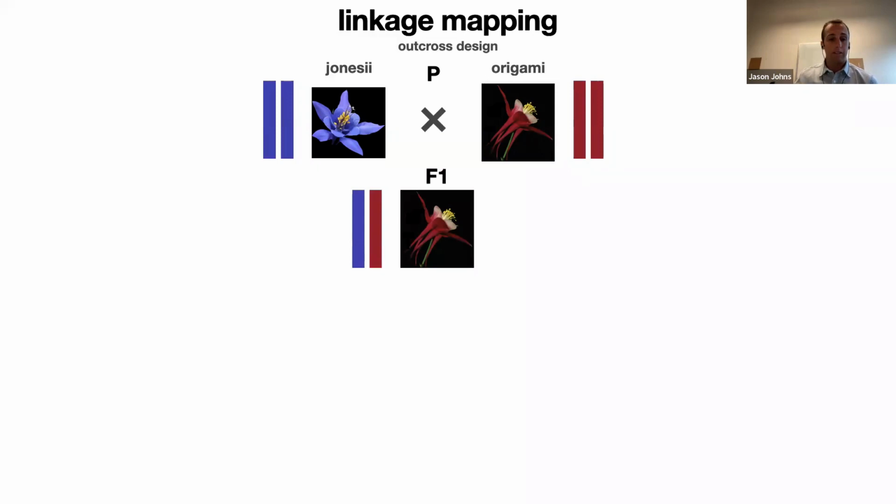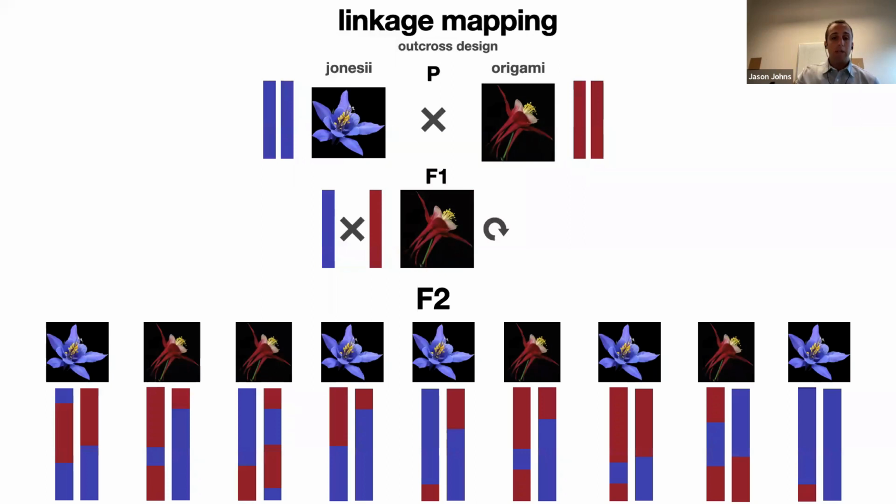So our F1 gets a jonesii allele and an origami allele at every locus. The F1 in this made-up case has red flowers, so it looks like the origami allele is dominant. And so we harness the recombination that happens during meiosis in the F1 to yield a mosaic of genotypes in the F2. And then we can genotype the F2 population and scan the genome for any regions where having an allele or two from one parent makes a plant more likely to have their phenotype, in this case, flower color.